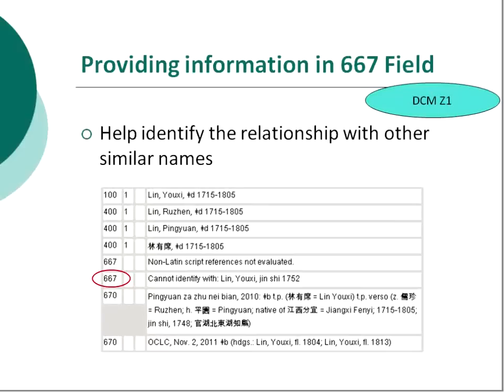For the complete list of the formulated notes of the 667 field, please check the DCM Z1, and you will find a whole list of the information about the 667 field there.